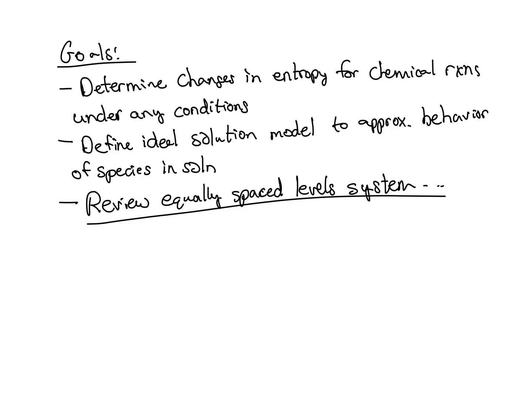The goals are shown here. The key goal we're going to accomplish here is to determine the change in entropy for a chemical reaction under any conditions and see how we can get that from the thermodynamic data table. We'll see this is very nicely related to what will become our equilibrium constant.